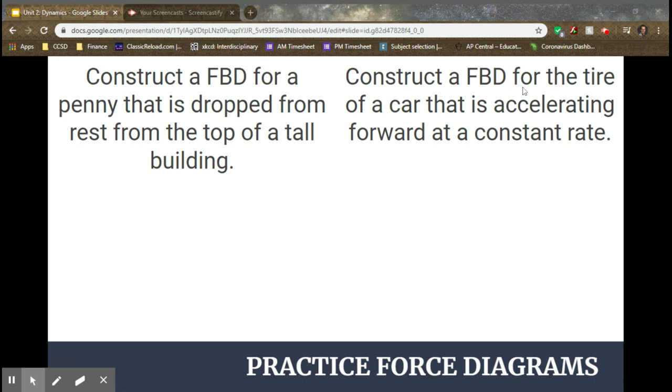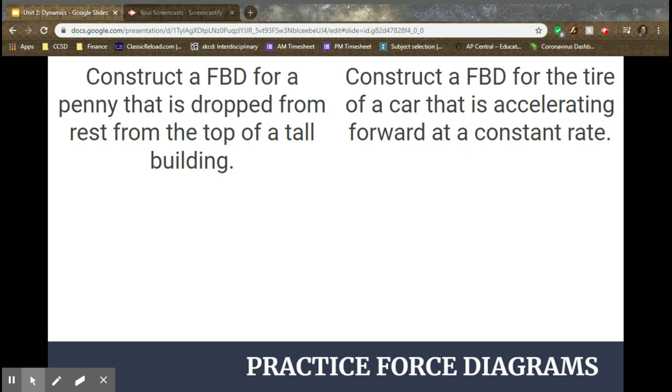Then construct a free body diagram for a tire of a car that's accelerating forward at a constant rate. So in this case, we're not treating the car as an object. We're treating the tire as an object. The car would be a system, a collection of objects, okay? I want you to focus on one tire that's helping to accelerate the car forwards. This one's a little tricky. Think about how a tire moves and what it's actually doing with the ground, okay? So go ahead and pause the video, see if you can come up with some force diagrams, and then I'll show you the answers.